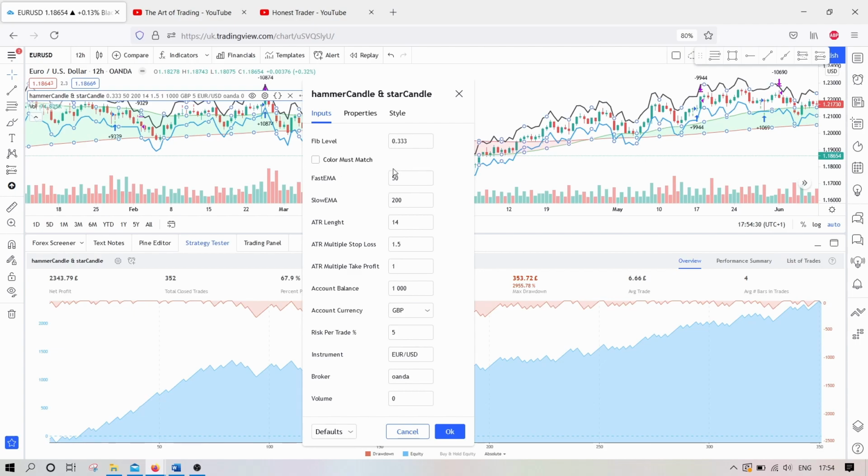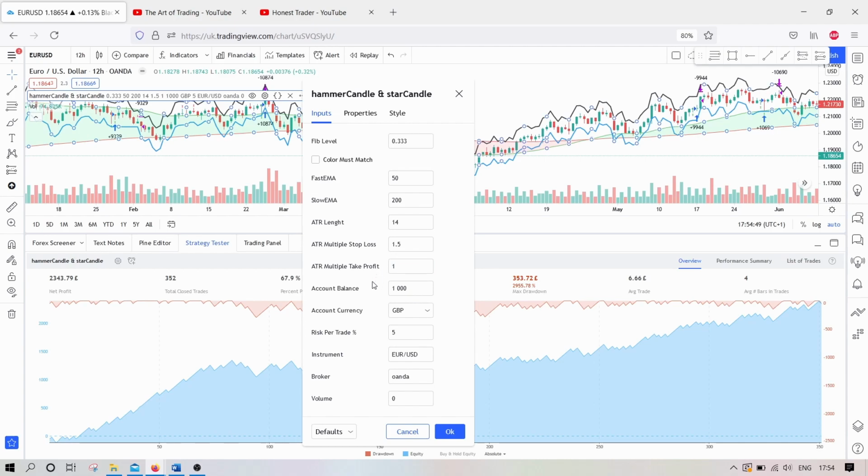Then we have the parameters for EMA. I have chosen 50 and 200 period EMA. You can adjust all these settings as you wish. Then we have ATR based stop loss and take profit. I have used 1.5 times the ATR for stop loss and 1 ATR for take profit.